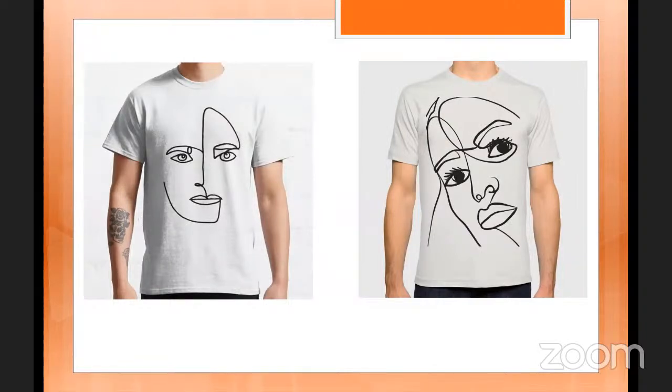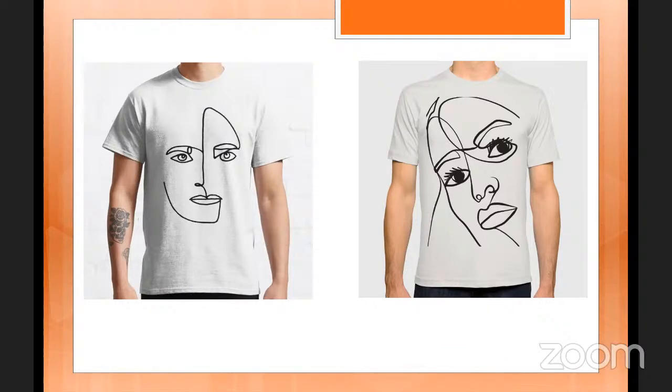Anybody can put in the chat box who actually started making these kind of faces. Do you know the name of the artist? Can you name the artist? Anyone? You can put it in the chat box.